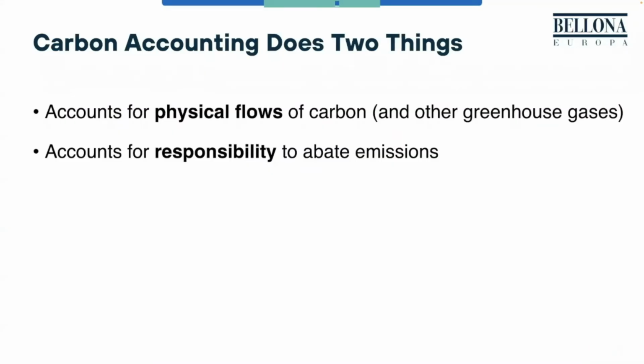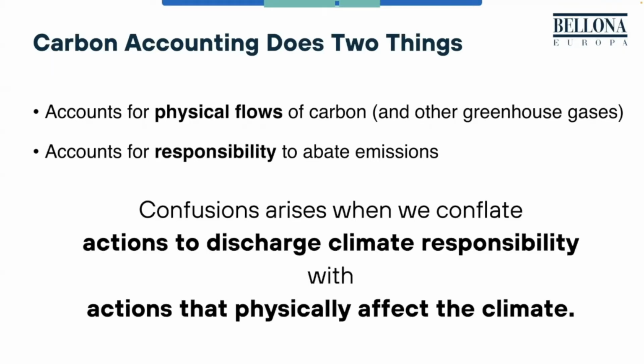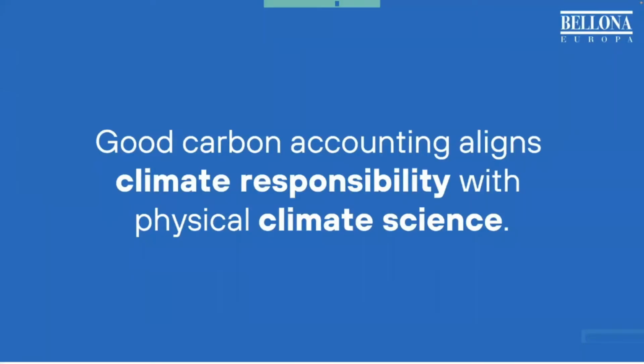Why do we count carbon? Carbon accounting, greenhouse gas accounting, actually has a dual purpose. One is to account for the physical flows of greenhouse gases as they move between the atmosphere and other sinks, and the other is to account for the responsibility specific actors have to abate those emissions. And confusion arises when we conflate actions to discharge this climate responsibility with actions that have a physical impact on the climate. And good carbon accounting aligns climate responsibility with physical climate science.